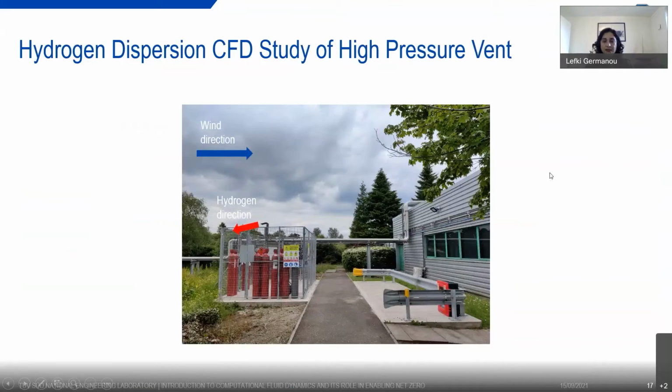We started our hydrogen dispersion study with a high pressure vent, and the NEL Clean Fuels team requested to consider worst case conditions for this, thinking that the wind direction is opposing the hydrogen venting direction. They provided us all the necessary details in order to run this CFD simulation, such as temperature, flow rates, among others.